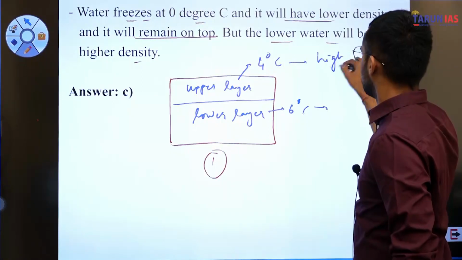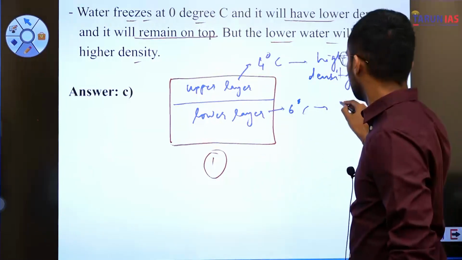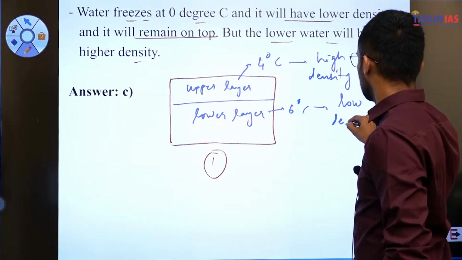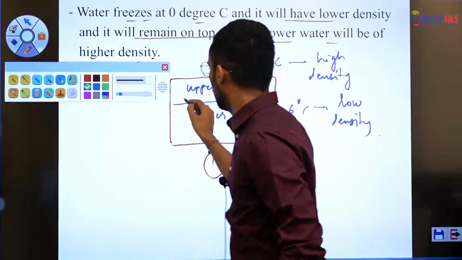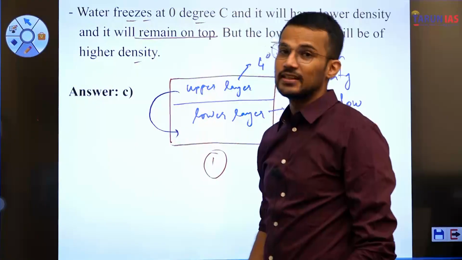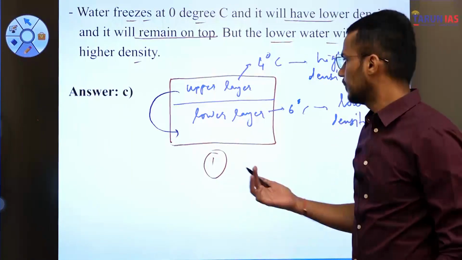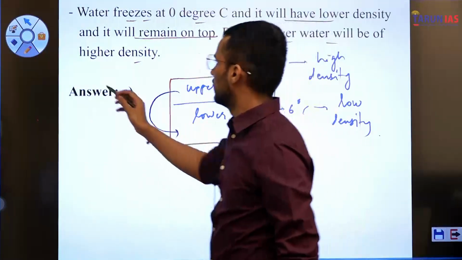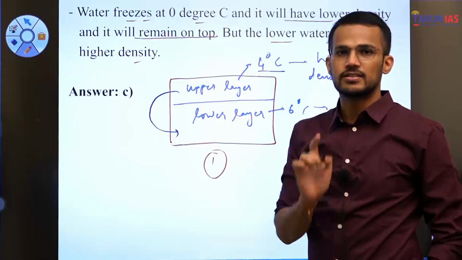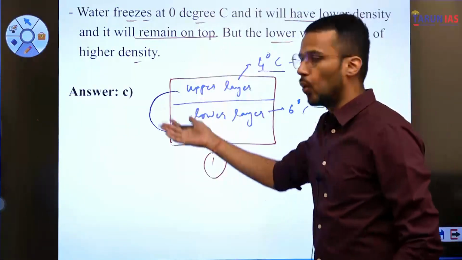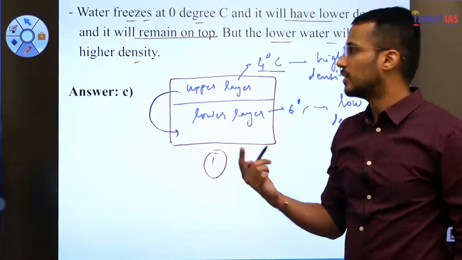It will have high density. And as it will have higher density than this water at 6 degrees Celsius, what will happen? This upper layer of water will sink down, and this 6 degrees Celsius water will be at the top, right? Now, let us consider the second example. So, I hope you have understood this. As the water at 4 degrees Celsius has high density, it will go down, and the water at low density will come up.